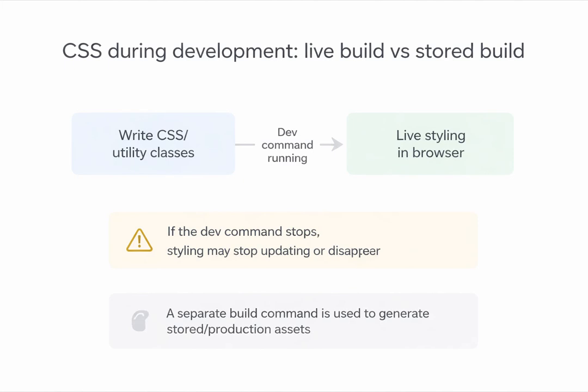A student asks a practical question. Normally, CSS is stored in one place, so what's happening here? The instructor explains that during development, a command is running that serves or compiles the styling live. If that process is stopped, the styling can stop working, meaning the design you see may disappear. To store assets for production, you typically run a separate build command that outputs the final compiled files.